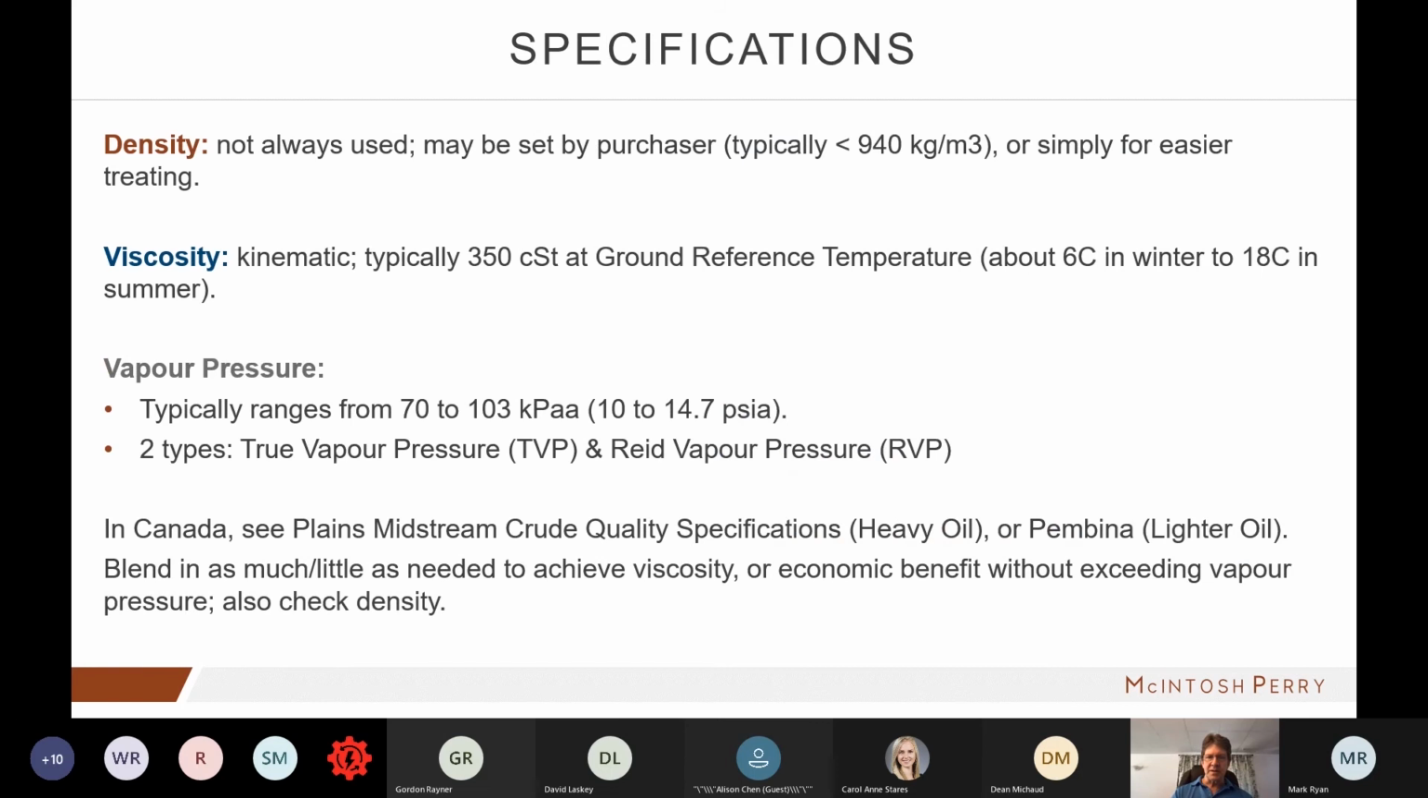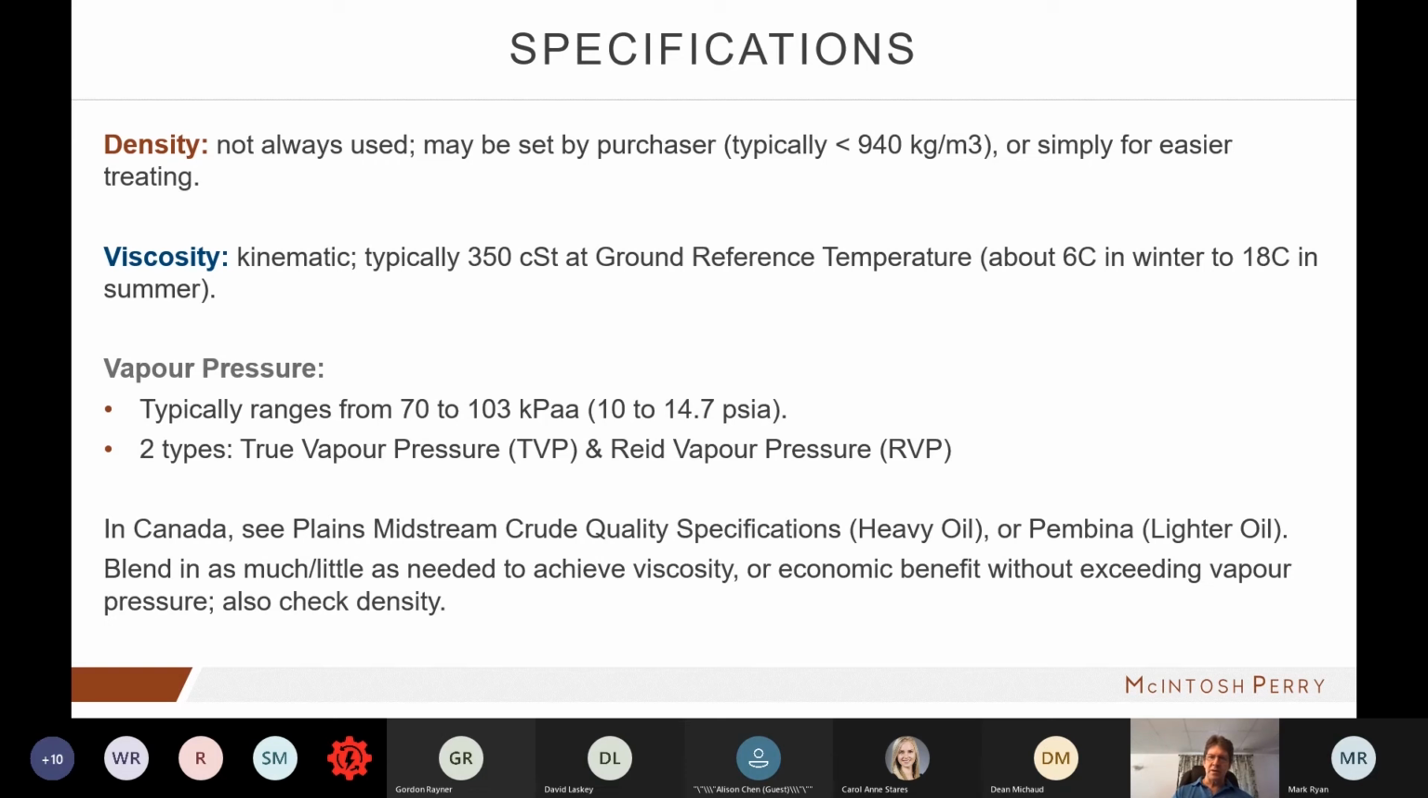So let's talk about some of the specifications we might have to meet. The first one is density. It's not always specified, but quite often it is. And the value of density, if you were dealing with a heavy crude blend, is quite often specified as less than 940 kilograms per cubic meter.